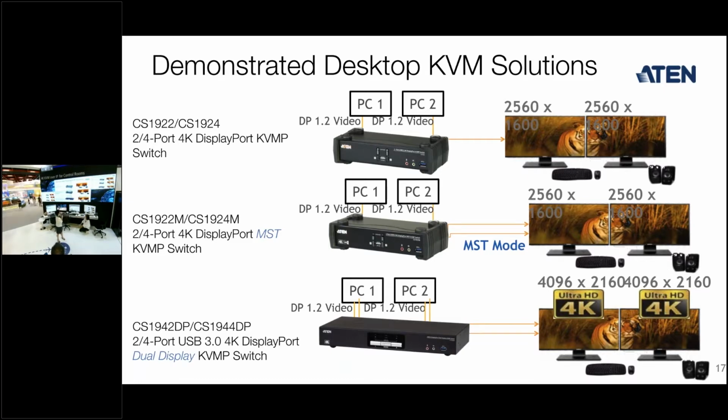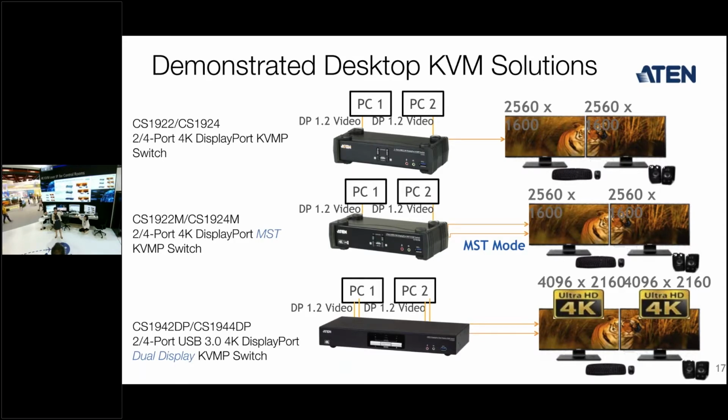At our booth we demonstrate three main models. Let's start from the top: the CS9022 and 9024, the 2-port and 4-port 4K DisplayPort KVM-P switch. If you are not familiar with ATEN's terminology, the P in KVM-P means peripheral. Our new model will support USB 3.0. The latest DP 1.2 version has the capability of using one single DisplayPort cable to transmit multiple streams.